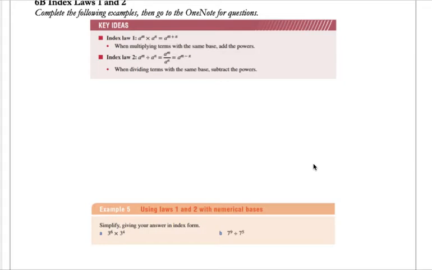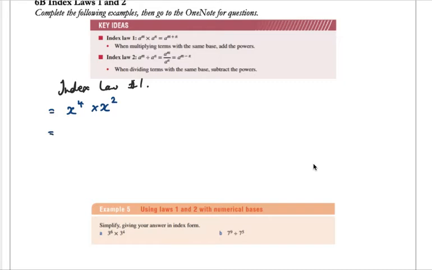Okay, index law 1 and index law 2. Now I want to do a little introduction to these and then we'll go into some more examples, but I'd like to see how they are derived. So index law 1. Let's say, for instance, we've got x to the power of 4 times x to the power of 2. Let's write that as expanded form.